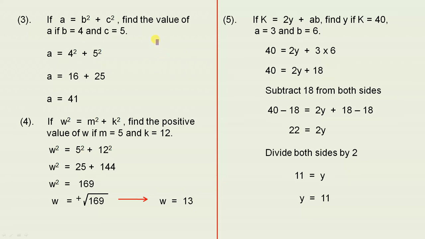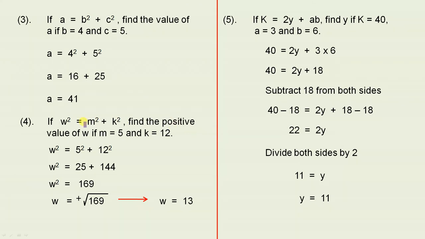For number 3, here's our given equation. These are the values of B and C. We substitute those in, and we move through, and we get A equals 41.